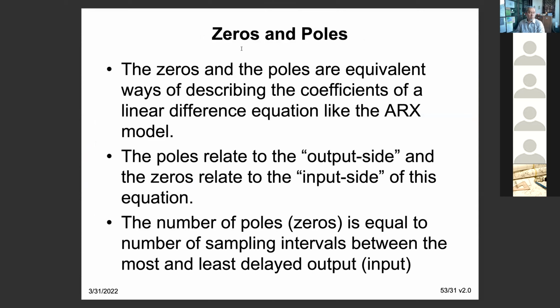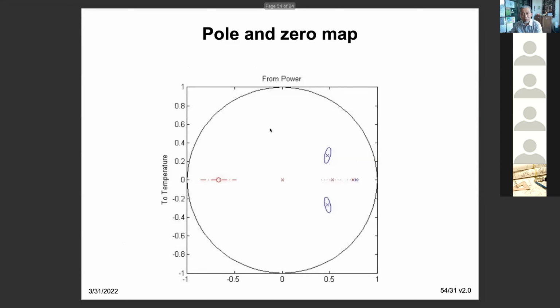So zero-pole is another form of transfer function, for example applied in the ARX model, where instead of polynomials at the numerator and denominator, we factorize the polynomials, so they become the roots of the numerator and the roots of the denominator, which can be factored as the zeros and poles of the ARX transfer function. The zeros and poles can also be mapped in what is called the Z-plane.